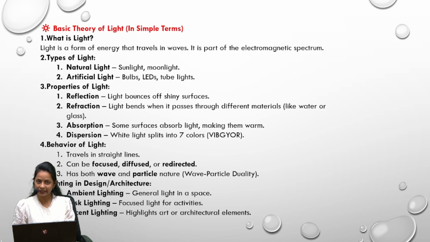Before that, let me explain the theory behind the light. What is meant by light? Light is a form of energy that travels in waves. And types of light, as I already told you, are natural light and artificial light. Natural light is nothing but sunlight, moonlight. In D5, we can work with the Geosky, custom sky and HDRI. But in real life, we use bulbs, LED, tube light, spotlight, different kinds of lights.